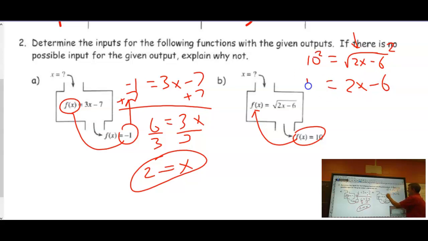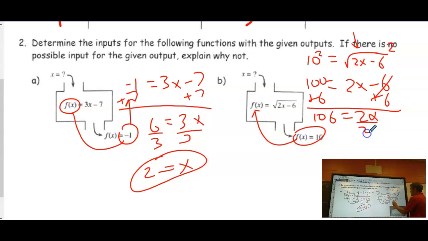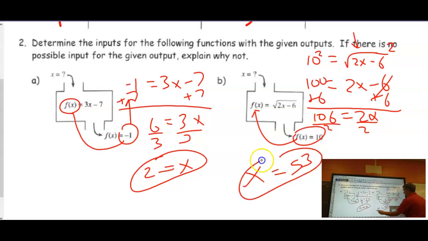And when you square 10, you get 100. And now it's simple, right? Just get the x by itself. So you would add 6 to both sides, giving you 106 equals 2x, and you would divide both sides by 2 and get x equals 53. And you could plug that back in and check and make sure it works. I think you'll find it does.